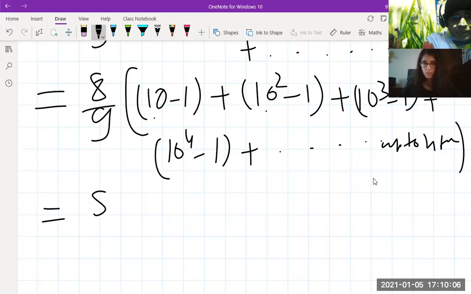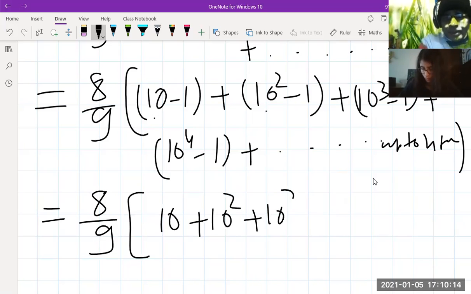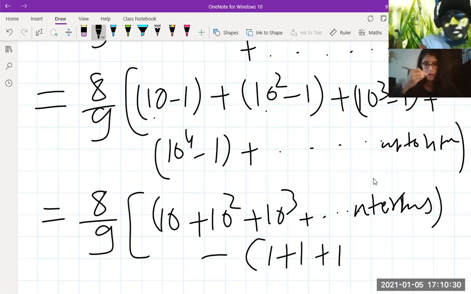8 upon 9, and this is 10 plus 10 square plus 10 cube, and so on to n terms. Parnika, are you getting it properly? Mm, I think so, but in this part, won't we subtract n? Yes, just a minute. We are doing that.